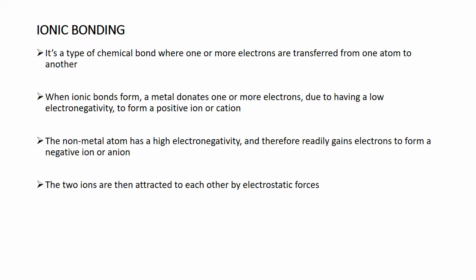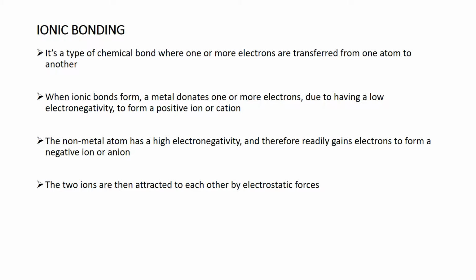Ionic bonding is a type of chemical bond where one or more electrons are transferred from one atom to another. So now we are no longer talking about the sharing of electrons, but we are talking about the transfer of electrons from one atom to another.